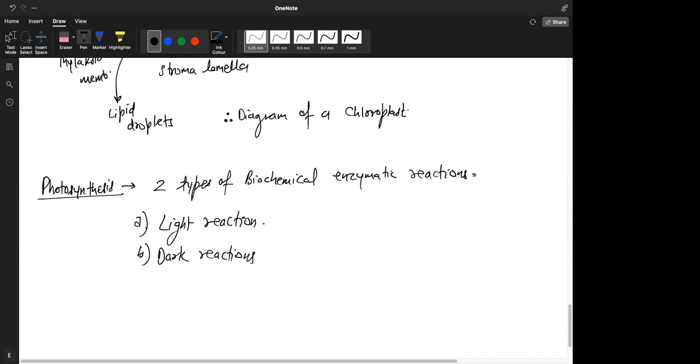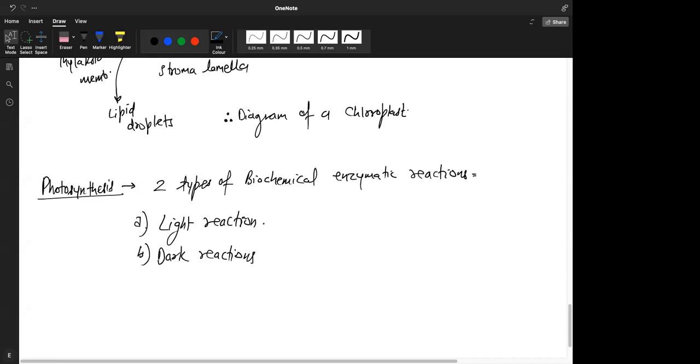Now, by the word, you might be thinking that, oh, it's simple. So light reactions happen during the light when there is day, and dark reactions happen during the night when there is darkness. Correct? Yes or no? Yes, sir. Okay. So that's not entirely true, but half of it is true.